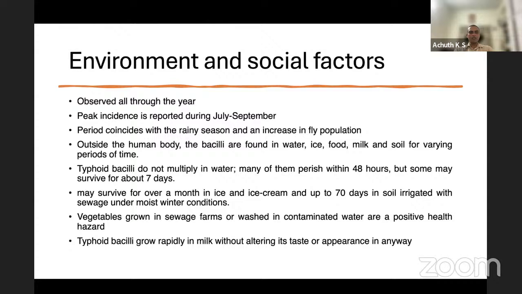Why does this have importance? Many urban and metropolitan cities are using recycled water for growing vegetables. Hence, the irrigated soil or the filtered sewage water which they are using for growing vegetables are a potential risk of enteric fever. And one important thing is that the typhoid bacteria can grow in your milk without changing its taste, color or appearance.